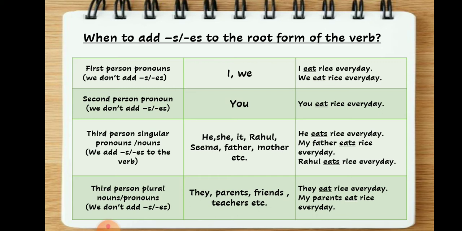With third person plural nouns and pronouns, again we don't add s or es to the verb. For example, they eat rice every day. My parents eat rice every day. So here also we don't add s or es to the verb.